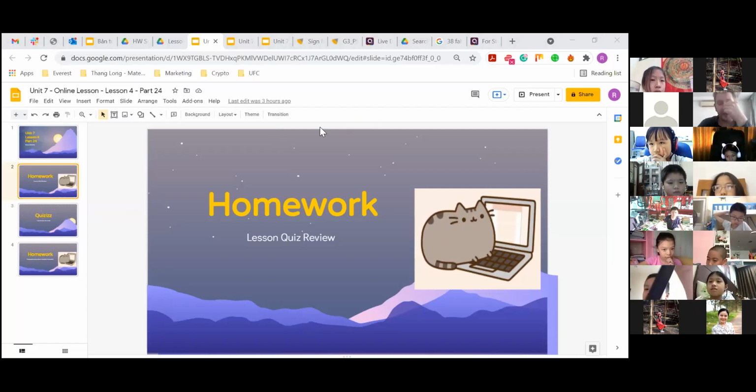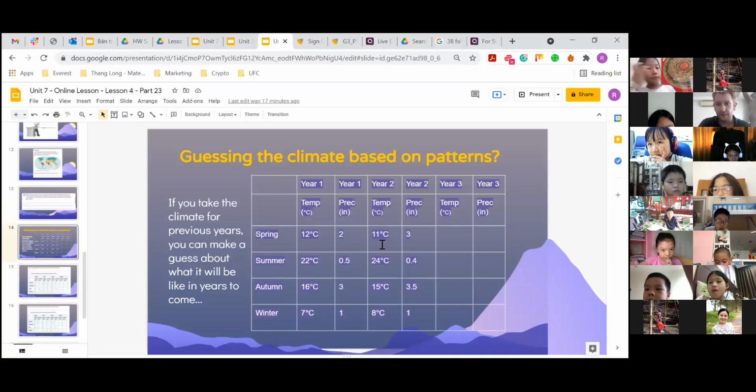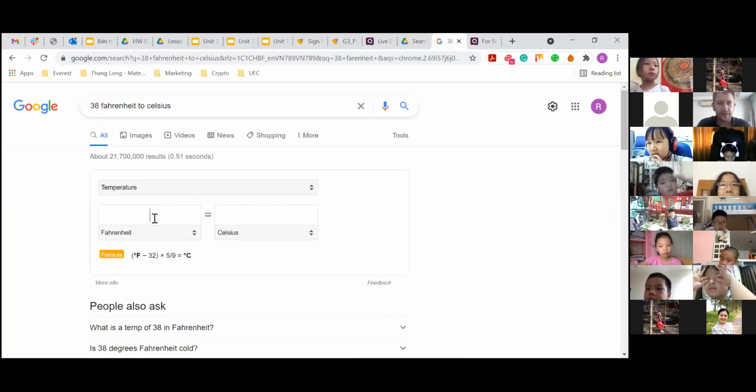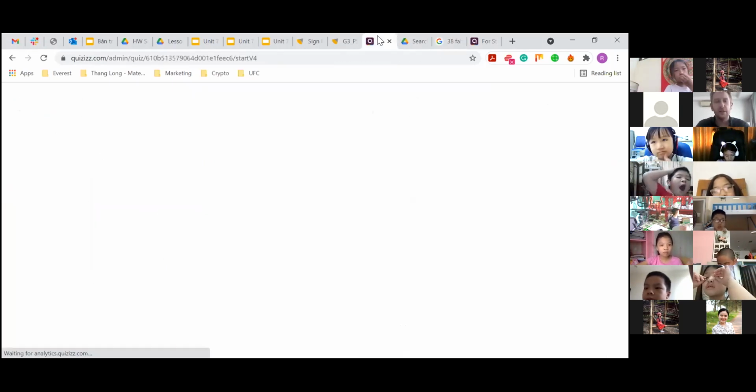Just remember, in this lesson quiz, there's going to be a question like this one that is in Fahrenheit. Change it to Celsius. Literally just go to Google, type in Fahrenheit to Celsius. Here's a converter for you. Put in the temperature. It'll tell you what it is in Celsius, okay? That will help you with these questions. So what we'll do now is the quiz.